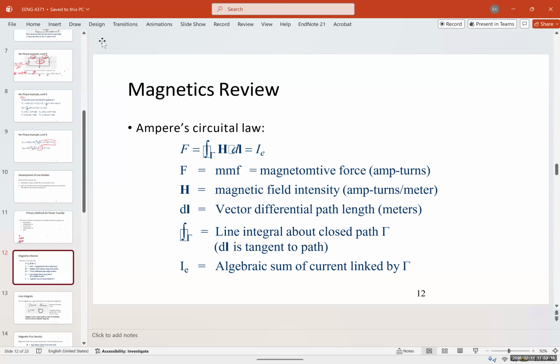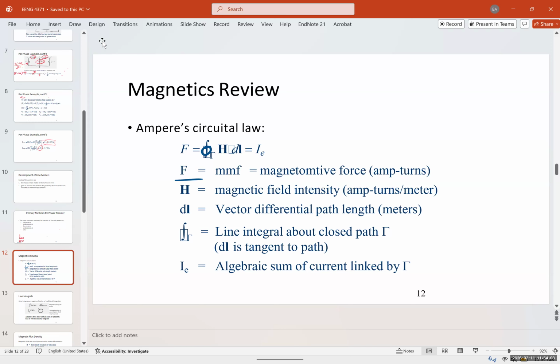Before we start with our next topic, which is transformers and motors and so on, we need to go through some magnetic laws and a quick review on magnetics. First, we have Ampere's law. So it's going to be the integral of H dl, which is equal to I_e, which is the MMF, the magnetomotive force, or magnetic force, what we call MMF, which is measured in amp turns.